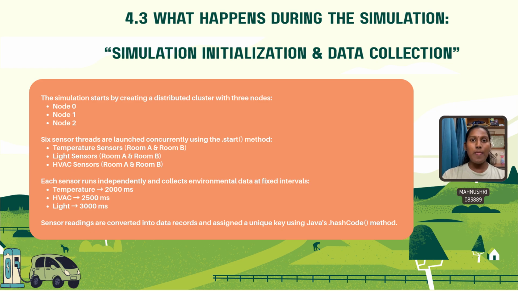For example, temperature sensors collect data every 2000 milliseconds, HVAC sensors collect every 2500 milliseconds, and light sensors collect data every 3000 milliseconds. Whenever a sensor collects a reading, it creates a data record and generates a unique key using Java's hashcode method. This key is later used to determine whether the data should be stored within the distributed cluster.